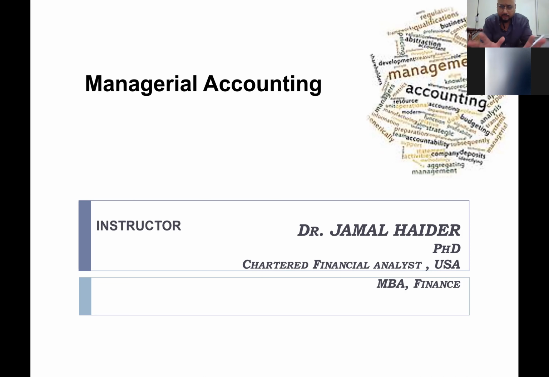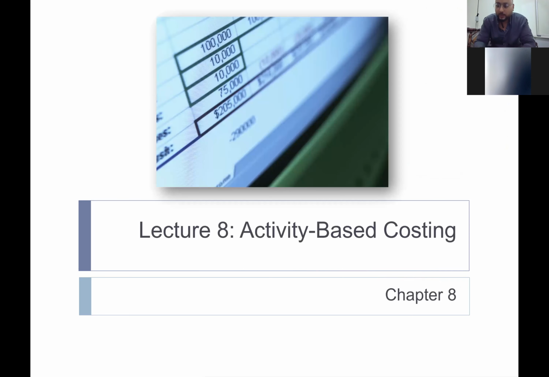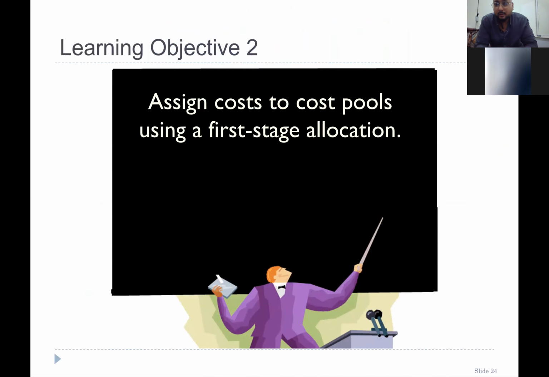So in our previous lecture, we were talking about ABC, activity-based costing. I'm not going into the basic introduction, but some of the concepts link to our previous lecture, so I'm going to be repeating that. Let's have a quick review. We talked about how to assign a cost using first stage allocation. What we learned in our previous lecture is that this is a different method to allocate cost.